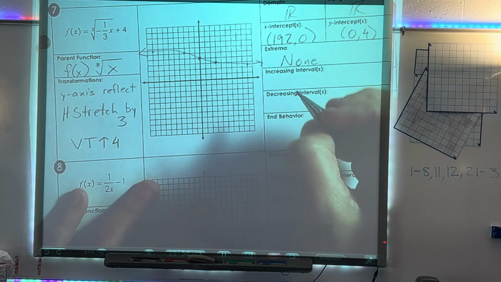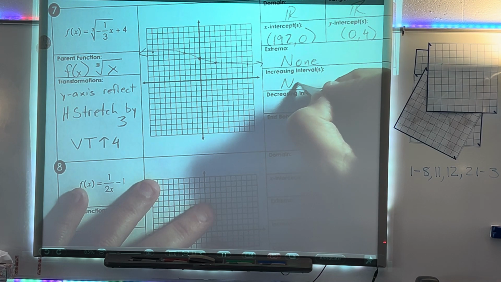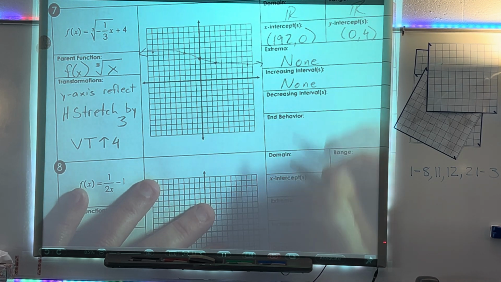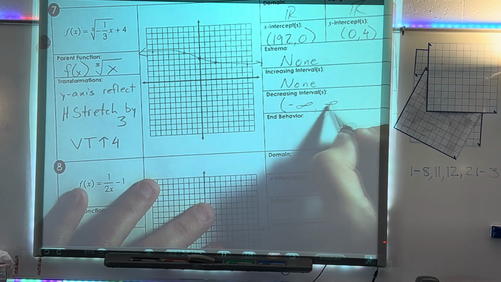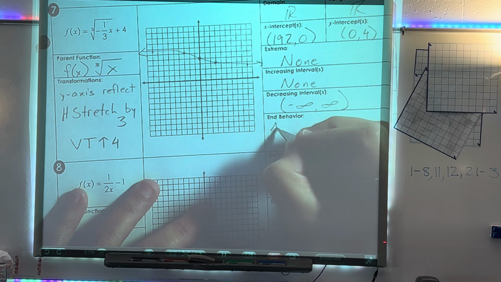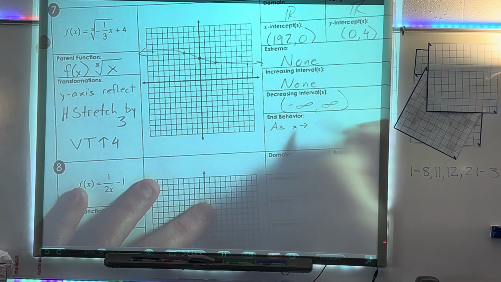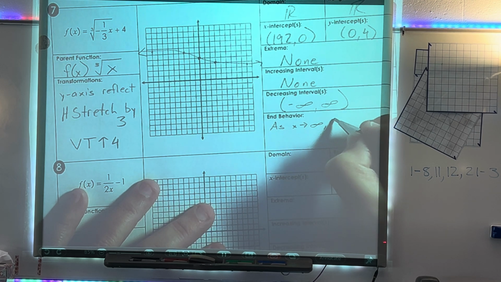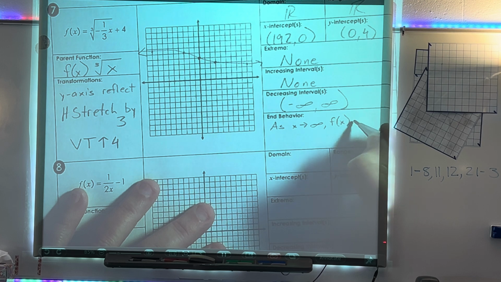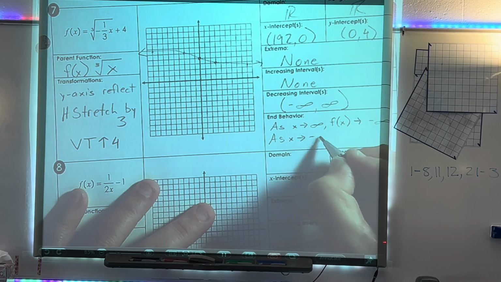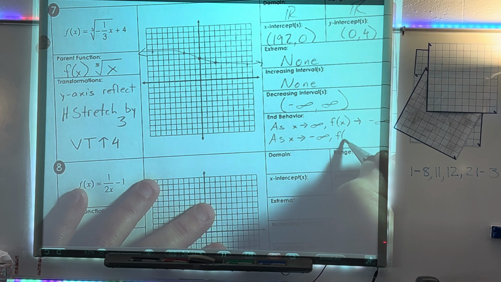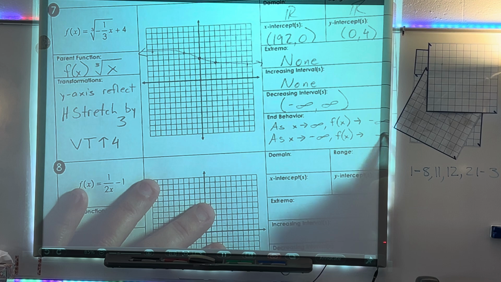Extrema, increasing, not at all because of the negative, so it is decreasing from negative to positive. End behavior: as x approaches infinity, f of x approaches negative infinity, and as x approaches negative infinity, f of x approaches positive infinity.